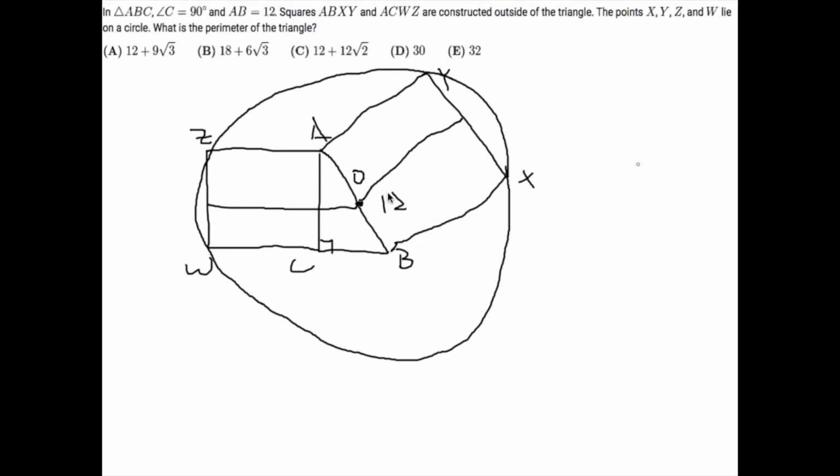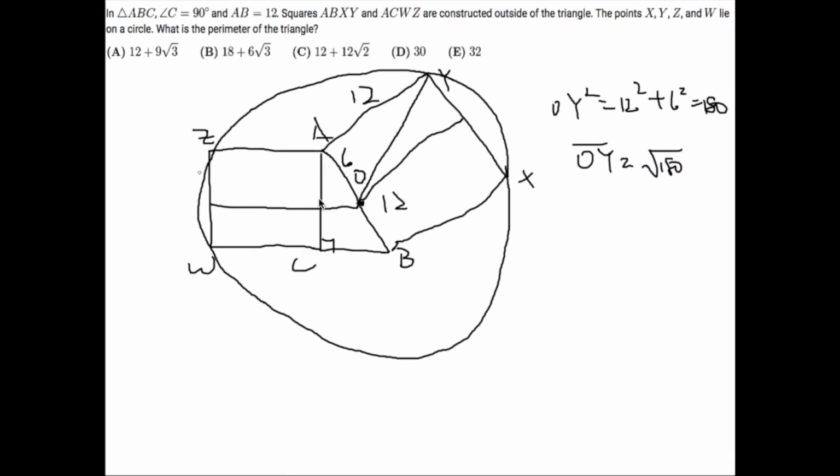Since we know where the center of the circle is, we can figure out the radius of the circle. We know that AO is going to be 6 and AY is 12 since ABXY is a square. Now we can find the length of OY, the radius, using the Pythagorean theorem. Now OY squared is going to be equal to 12 squared plus 6 squared, which is 180. So we know that OY is going to be the square root of 180.